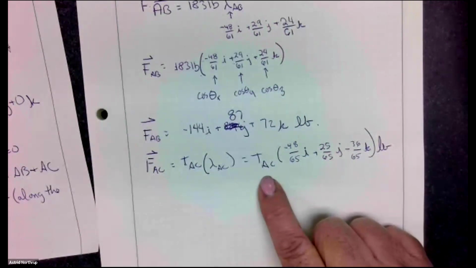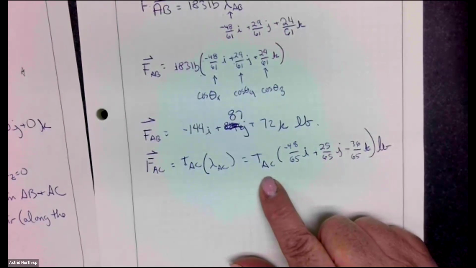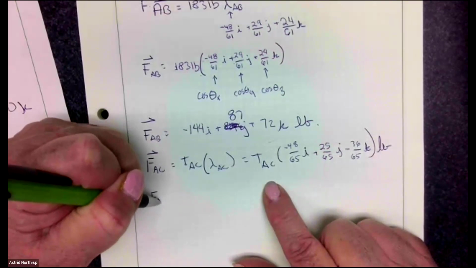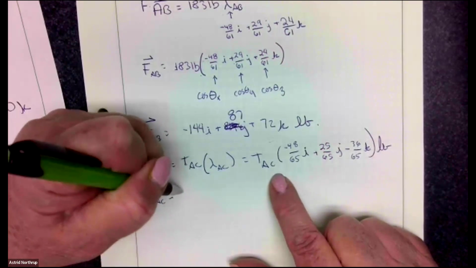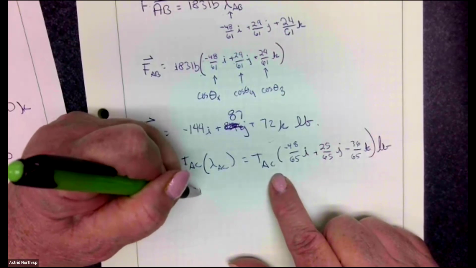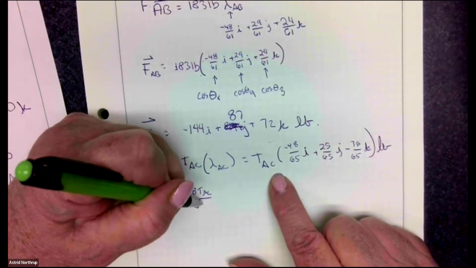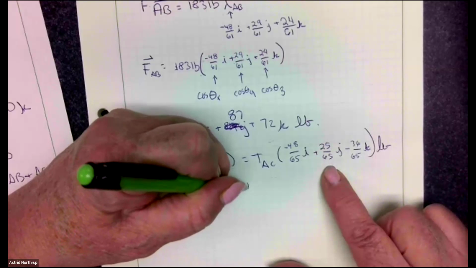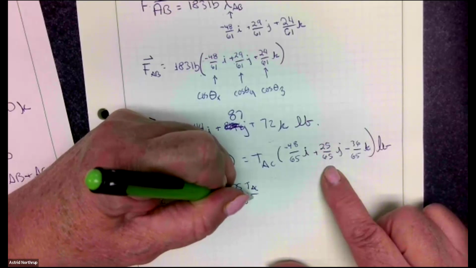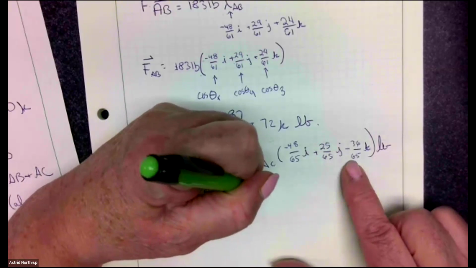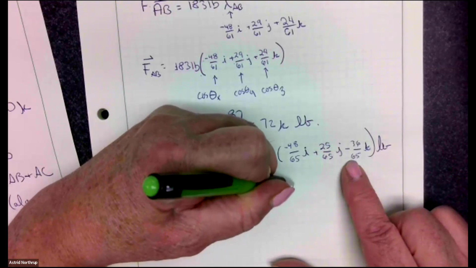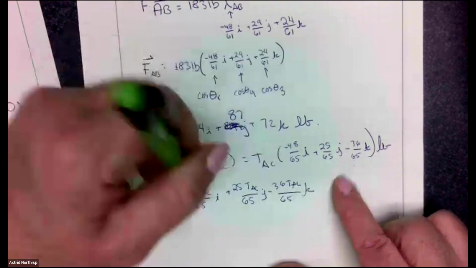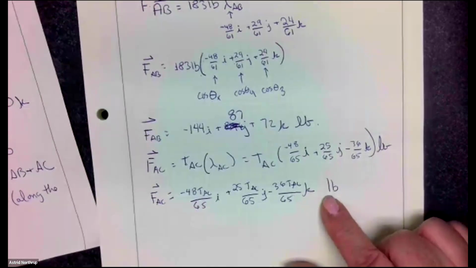All right. I don't know the magnitude of TAC, so I have to keep it as a variable, but I can distribute it through. And I get negative 48 TAC over 65 I plus 25 TAC over 65 J minus 36 TAC over 65 K. And of course, that's still in pounds.